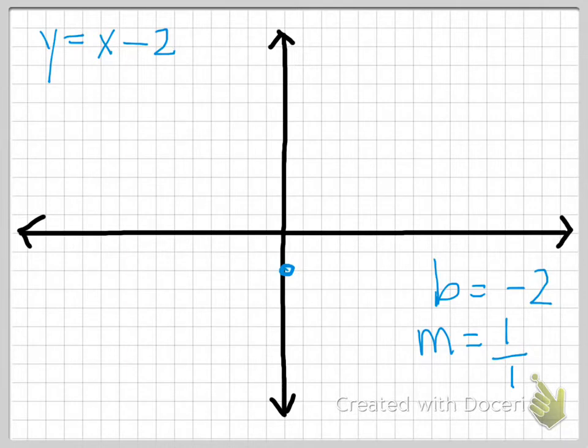So now when I use this value to graph my line, the number on top is the amount that I rise, or that I go up or down the y-axis, and the amount on bottom is the amount that I run, or that I go left and right along the x-axis. So I start at minus 2, and I'm going to move up 1, and then to the right 1. So starting at minus 2, I'm going to go up 1 and over 1, and I put another dot.